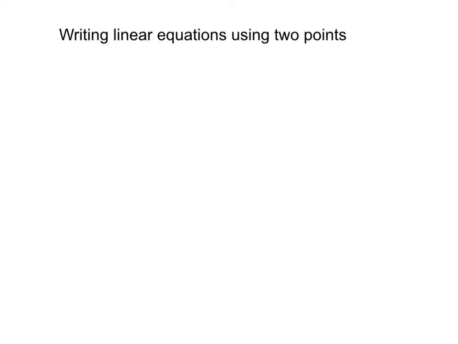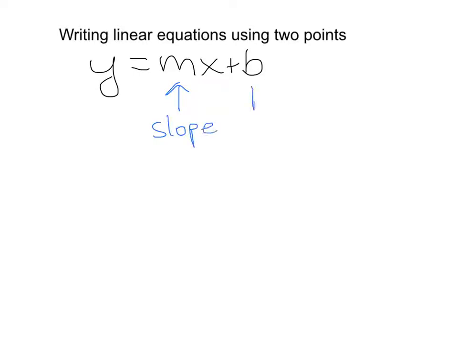This is how we would write linear equations using 2 points. Remember, our pattern for a linear equation is y = mx + b. And using this, we are going to write an equation. m is the slope, and b is the intercept. So this is called the slope-intercept form of an equation.